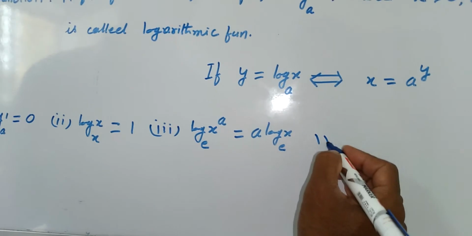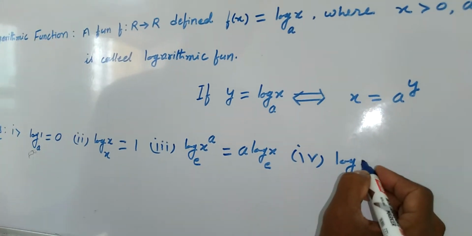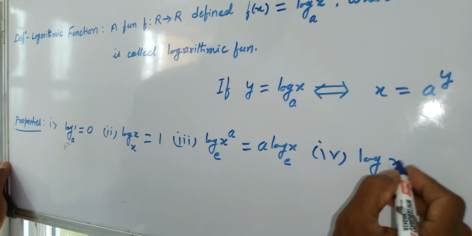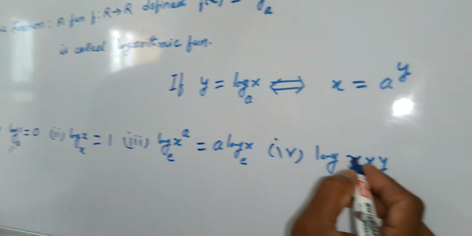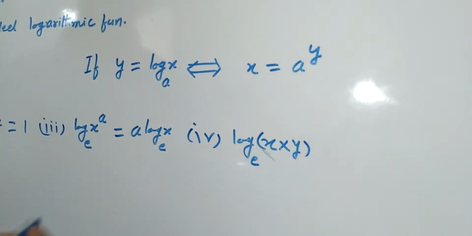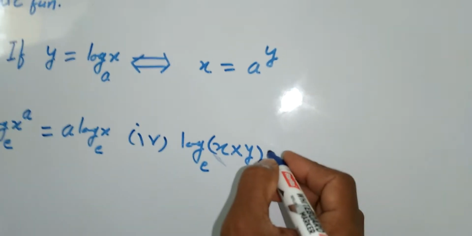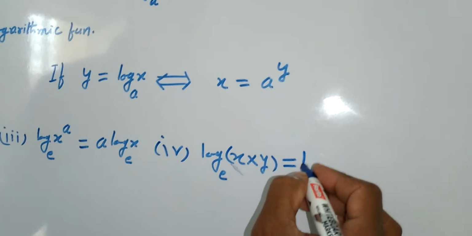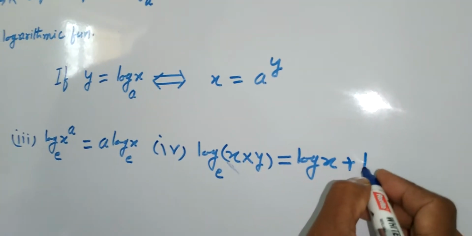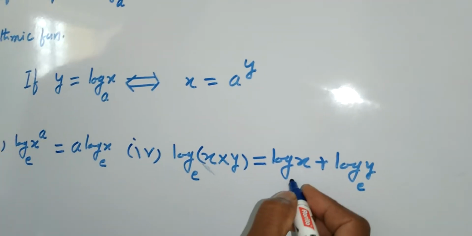Fourth one, log of x into y, any base e. If there is no base, it is understood that the base is e. This is given as log x plus log y. Everywhere the base is e.